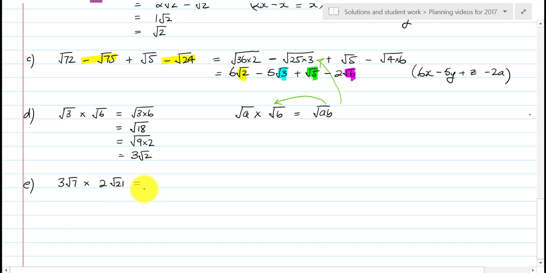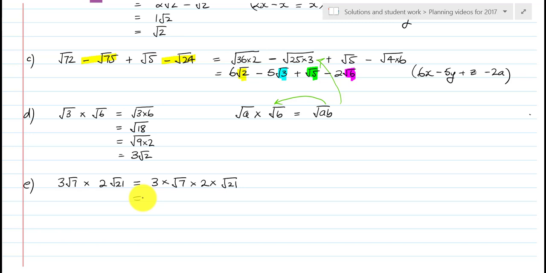So in this case, we have 3 times root 7 times 2 times root 21. And let me write it out like that, just to really emphasize things. Now you don't need to remember this term, but in our number system that we use, number multiplication is commutative. And you don't have to memorize that term or know really a lot about what it means unless you move into specialist maths. But what that means is that 7 times 3 is the same as 3 times 7.